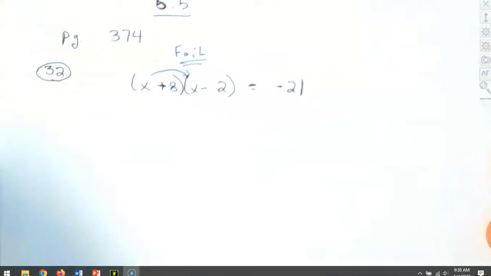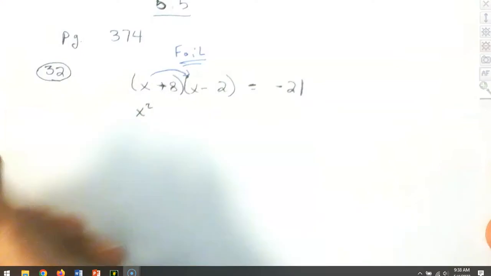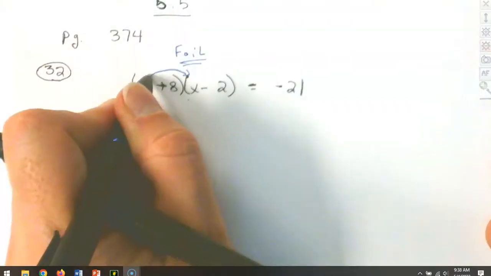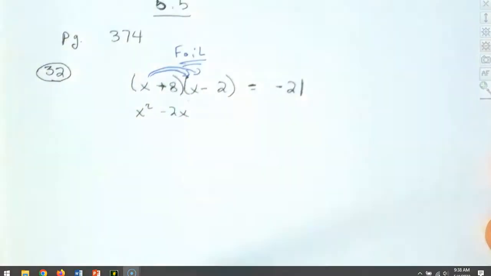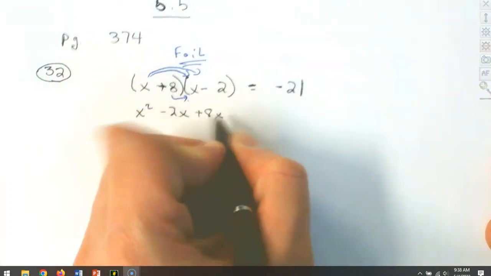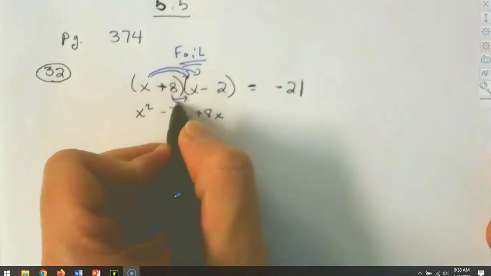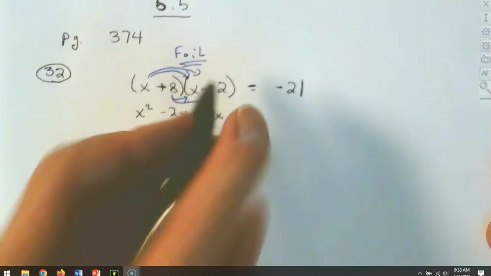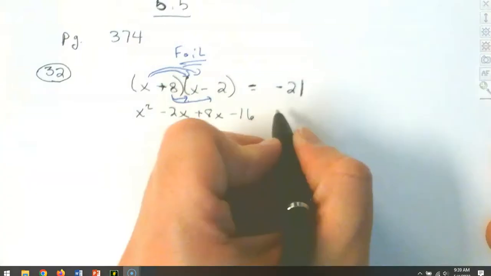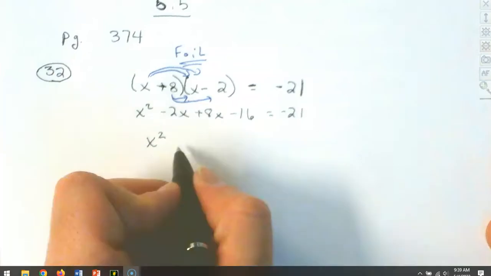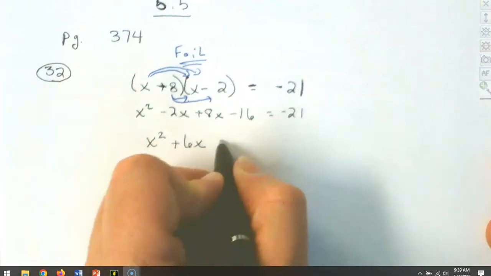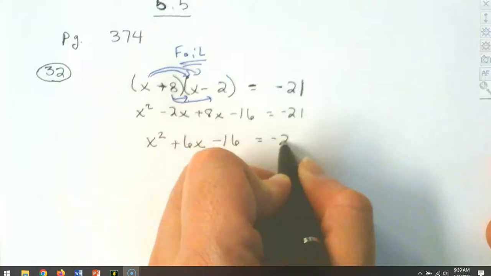And so when I FOIL to break it down, that gives me an x times x, so that's an x squared. Then I've got outside and outside, that's a minus 2x. Then I've got the inside and the inside, that's a positive 8x. And then I've got the last times the last, which is a minus 16. And that still equals that minus 21. I'm going to clean this up, and now we've got x squared plus 6x minus 16 equals minus 21.